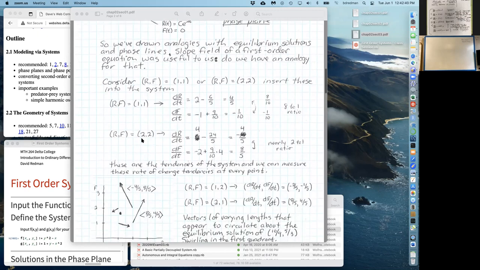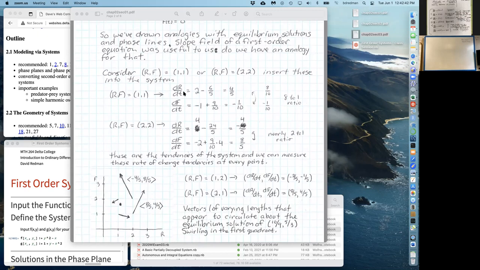For example, at 1, 1, and then create a picture. I have the rabbits growing at 8/10, whatever those units are. The fox is declining at 1/10. That's an 8-to-1 ratio of rabbit growth to fox decline. But on the other hand, at 2, 2, I have rabbit growth -4/5, fox growth 8/5. That's a 2-to-1 ratio of fox growth to rabbit decline. What am I describing when I say 8-to-1 or 4-to-8? And I include the minus signs and talk about this ratio. What I'm describing is a vector.